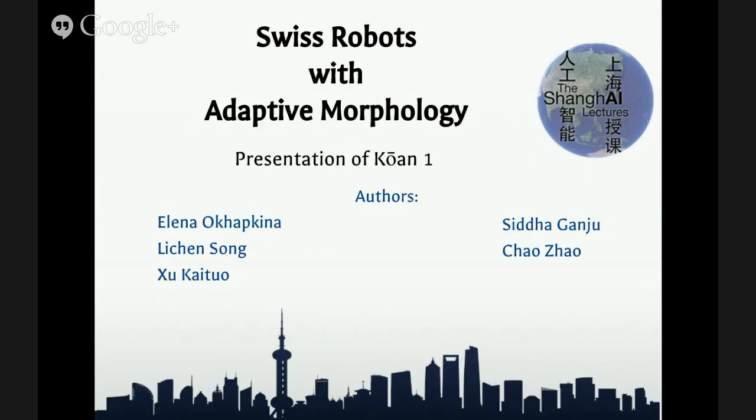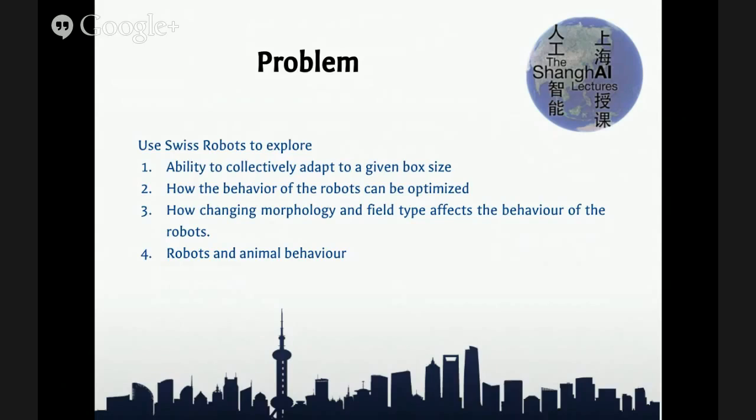First of all, we'd like to talk about the initial problem that we had been presented with, and Elena will be talking about the initial problems that we had. Hello, this is Elena. I will tell you about the list of the problems which we want to discuss with you. The first is the ability to collectively adapt to the given box size. So we discussed this problem and tried some projects with the robots.